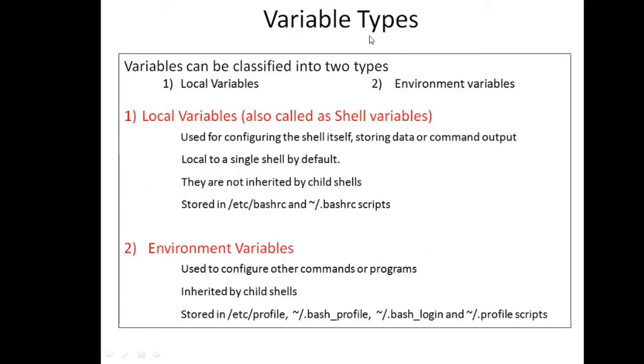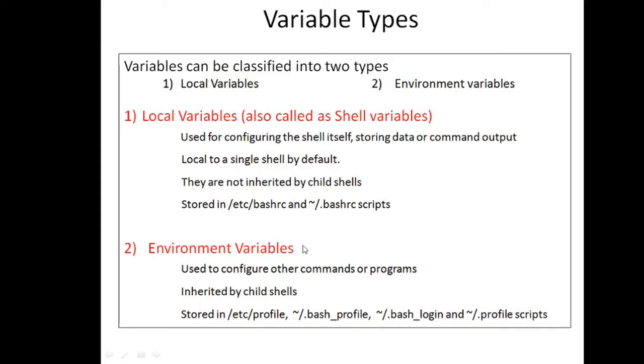There are two types of variables, local variables and environmental variables. Local variables can also be called the shell variables. These variables are used for configuring the shell itself. They can be used for storing data or command output. And it is local to a single shell by default. They are not inherited by child shells. They are stored in bashrc or .bashrc scripts, in the etc directory and the current directory.